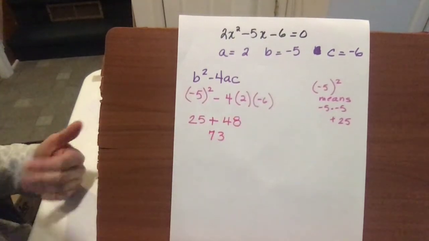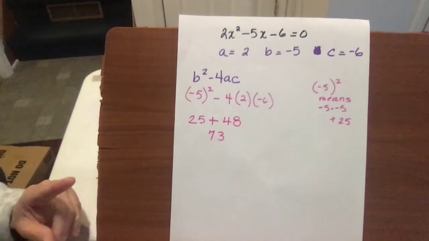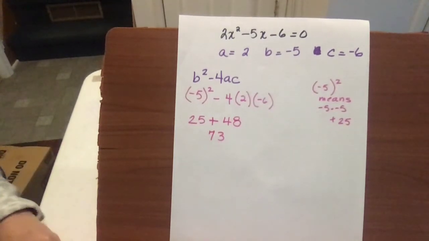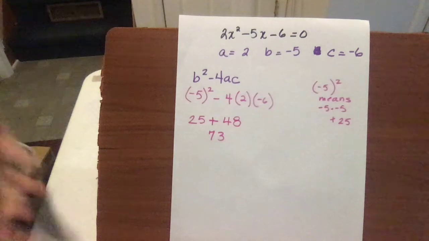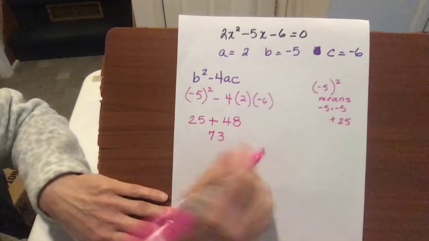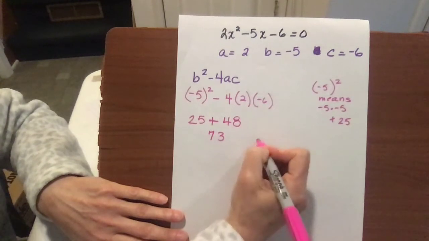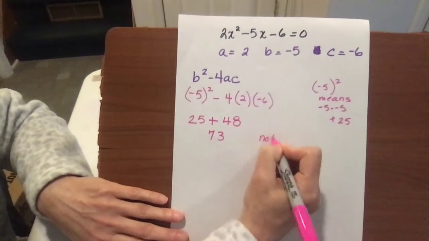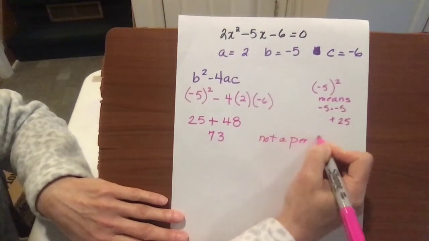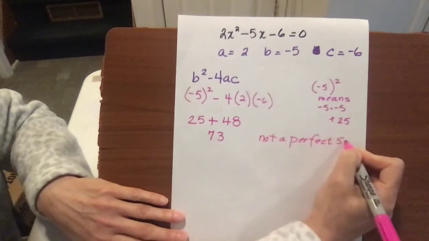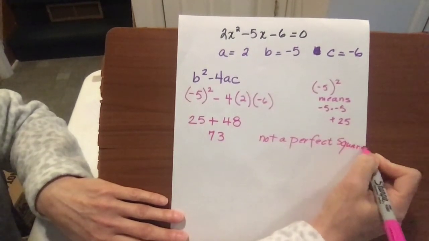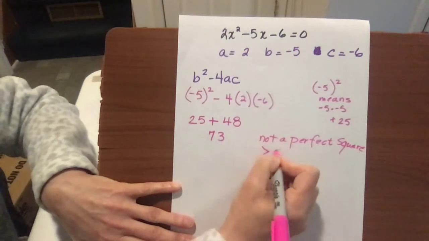Now, 73 is not a perfect square. However, it's also not a negative number, so we're not going to have non-real numbers. We're going to have a real number here, okay? So whenever this discriminant is greater than 0, and it's not a perfect square, okay, that's important. It's not a perfect square, okay? It is greater than 0.